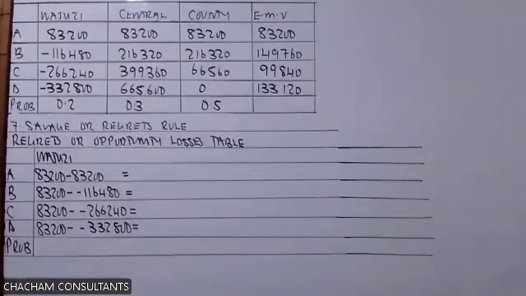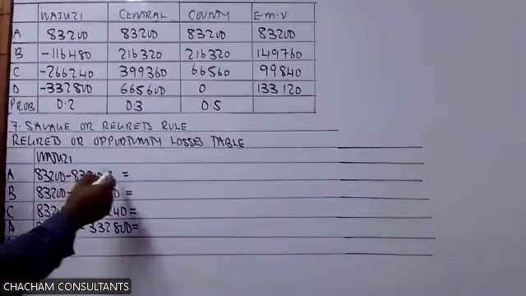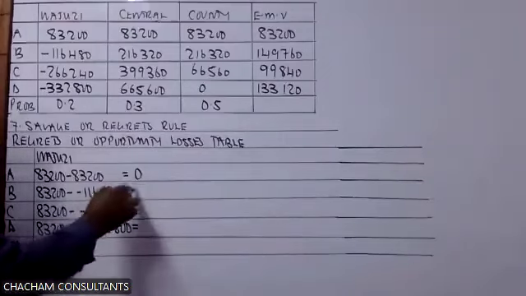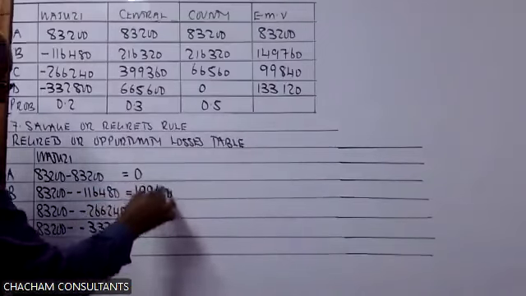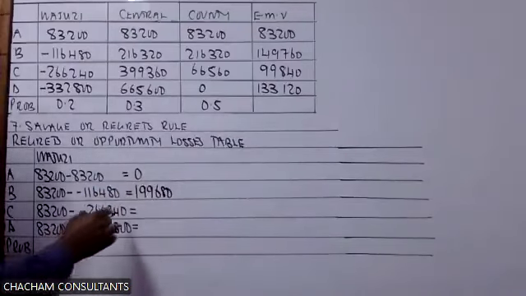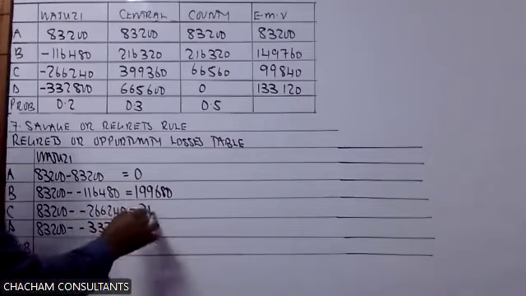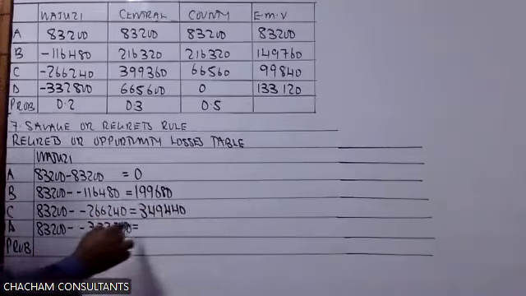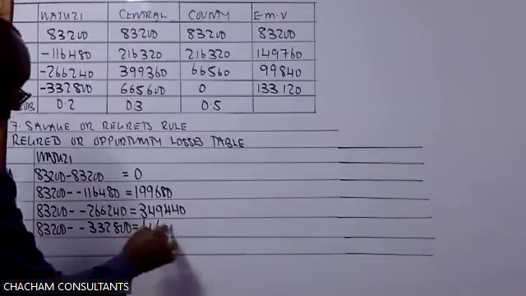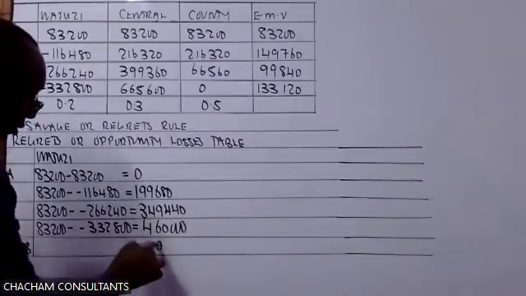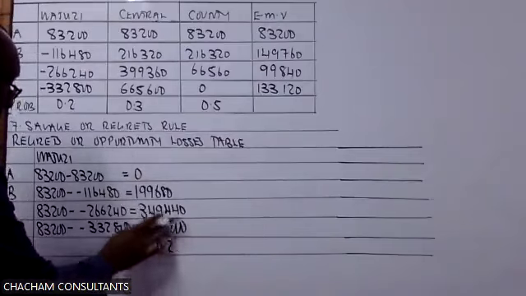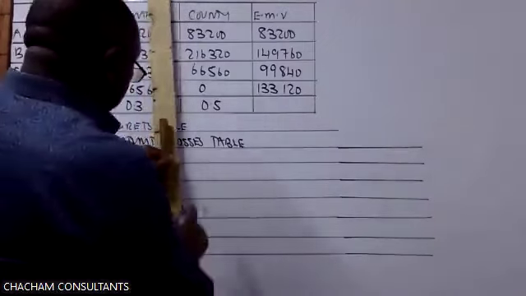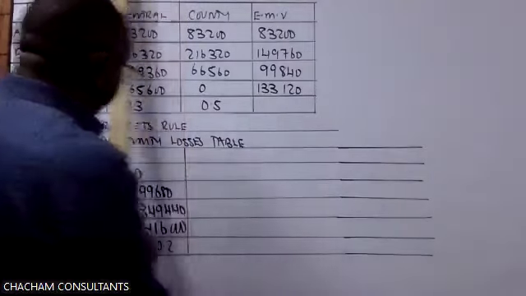What is the answer for the first one? The first one is 0. The second one? 199,680. The next? 349,440. Then the last one? 416,000. And the probability is 0.2. So that is what you do with the first one.